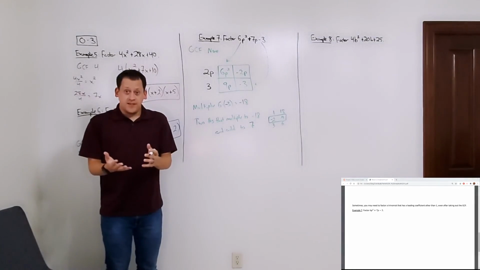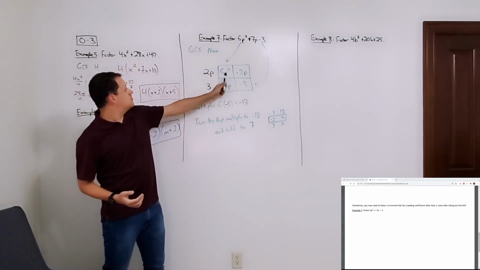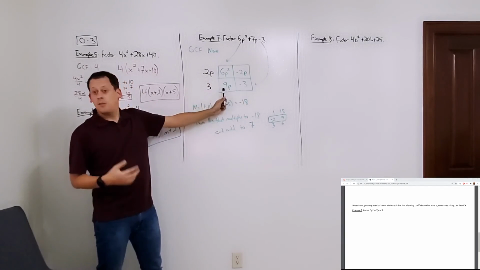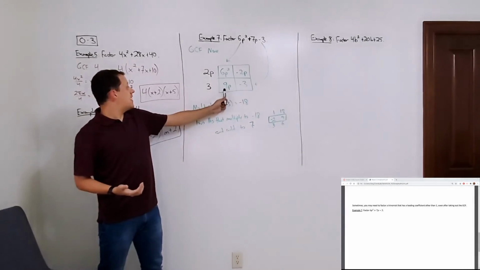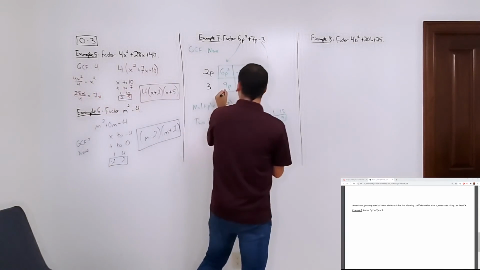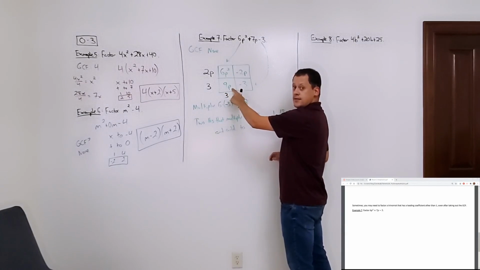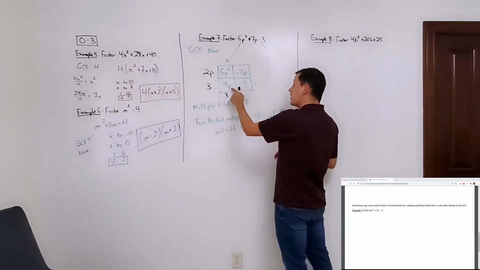We also need to find the GCF of the two columns. So let's do these two terms first. Biggest thing we can divide 6 and 9 by? They're both divisible by 3. Can we pull any p's out? We can. We can pull out a single p.